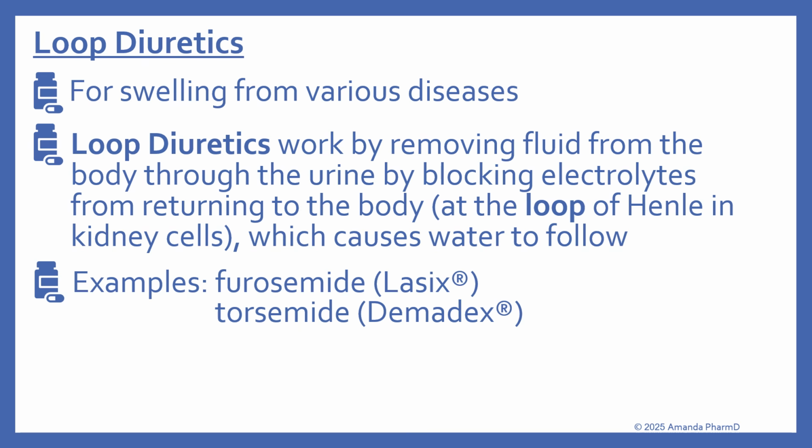Next are the loop diuretics. These are for swelling from various diseases. The loop diuretics work by removing fluid from the body through the urine by blocking the electrolytes from returning to the body. And they do this at the loop of Henle in the kidney cells, so that's where the name comes from. And this causes water to follow. So examples of the loop diuretics include furosemide, brand name is Lasix, and torsemide, the brand name is Demadex.